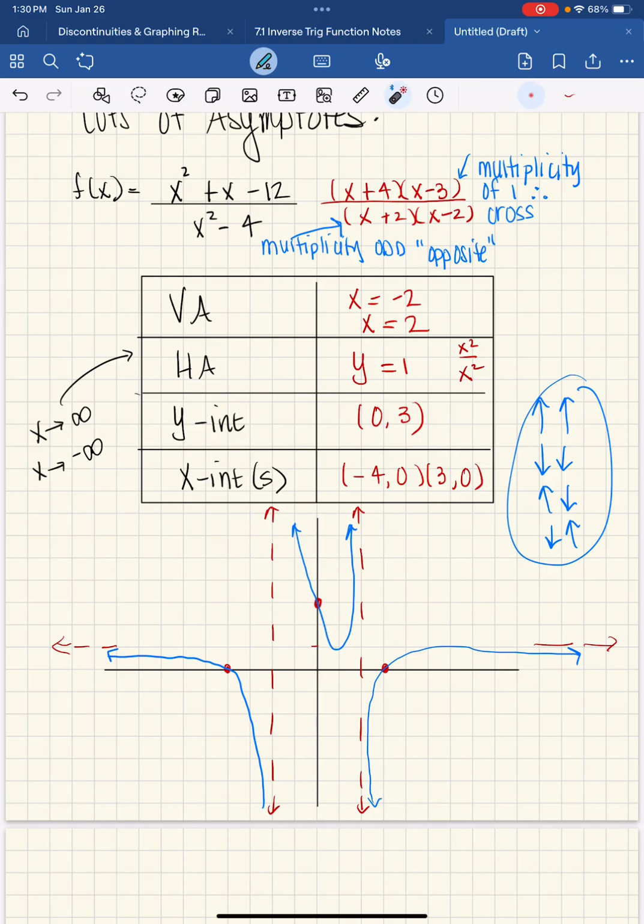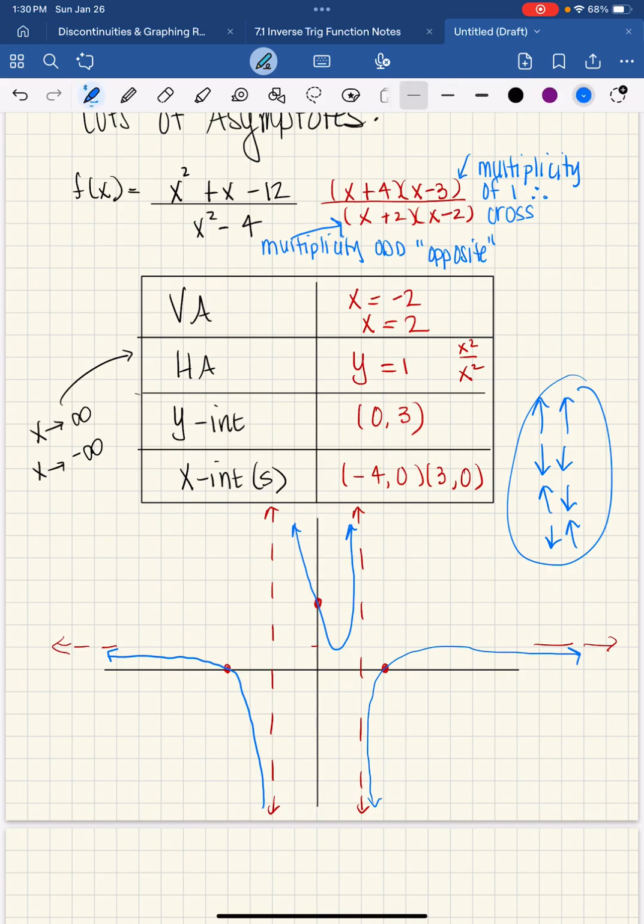The graph on the left-hand side, so to the left of -2, my graph is approaching negative infinity, which means that to the right of -2, I need to be approaching positive infinity. The left side is going down, therefore the right side has to be going up. And along those same lines, if you look at your asymptote at x equals 2, the left side of the asymptote is going up, which means the right-hand side of the asymptote needs to be going the opposite direction. If all else fails, you could plug in a point and check. This is not easy stuff.